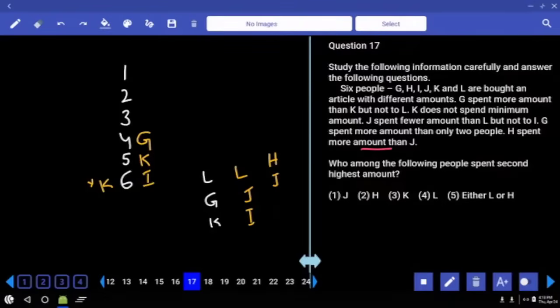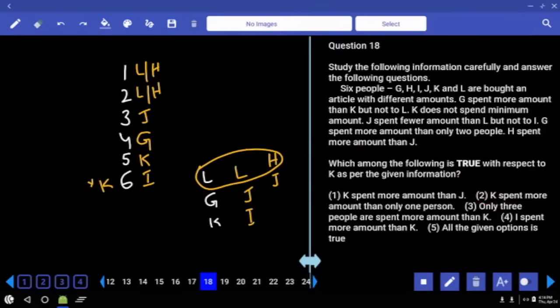If I is here, now between L and J, any information regarding these two? No. Hence in the first 2 places, L and H, and J must be here. L, G and K, L, J and I. H is before this J. Then who among the following is second highest? Second highest, either L or H, choice fine.